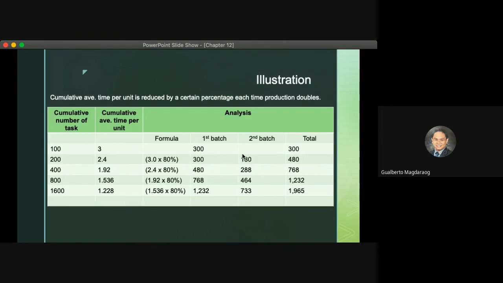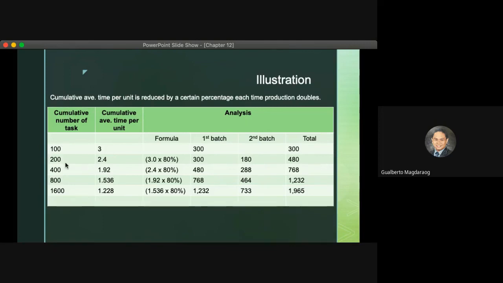Okay? But of course, we do not compute for the minute per unit on the second batch separately from the first batch. We don't do that. Ang ginagawa natin, kinocompute natin yung average minute you spent for the entire 200 units. So you get 2.4. So that is 480 divided by 200 units equals 2.4.